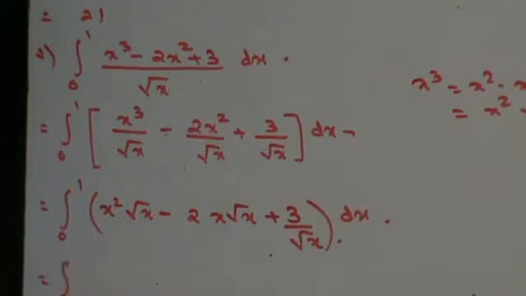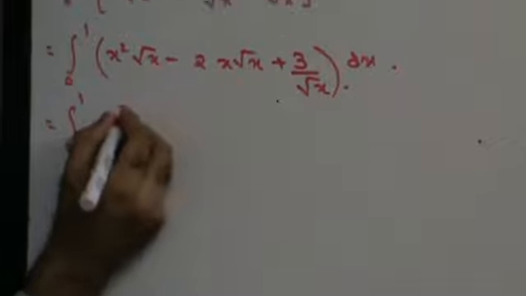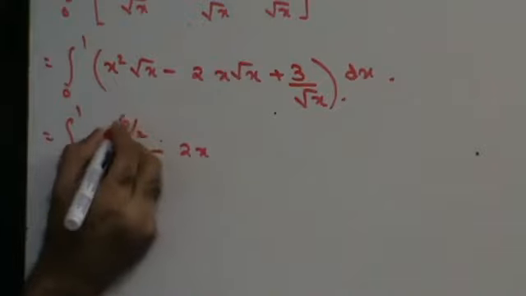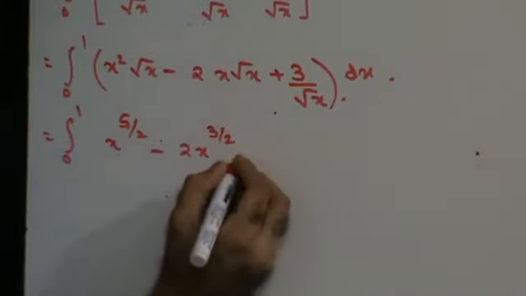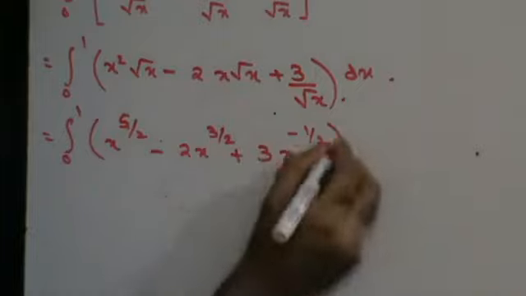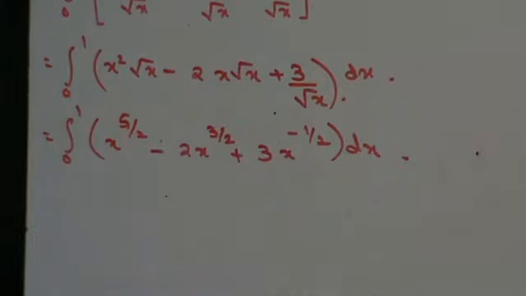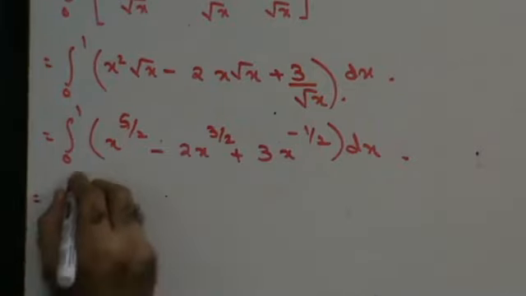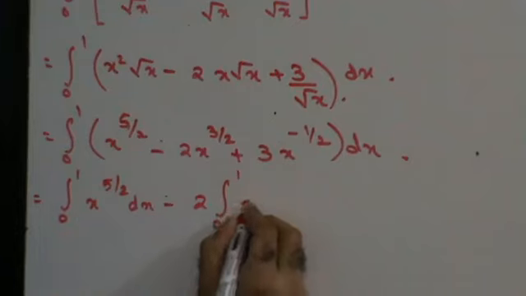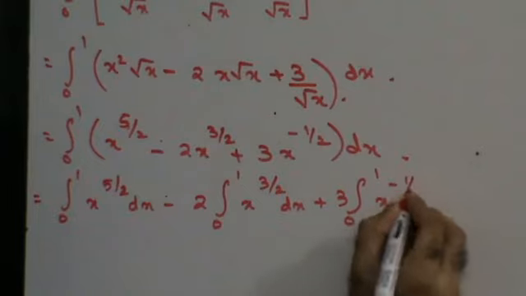Now root x guys can be written as raised to 1 by 2. So x square root x is x raised to 2 plus 1 by 2, 5 by 2, minus 2 x root x is x raised to 3 by 2, plus 3 x raised to minus 1 by 2 dx. I have converted all the root x to raised to 1 by 2. Right? Now, this can be written as integral of 0 to 1 x raised to 5 by 2 dx minus 2 integral of 0 to 1 x raised to 3 by 2 dx plus 3 integral of 0 to 1 x raised to minus 1 by 2 dx.